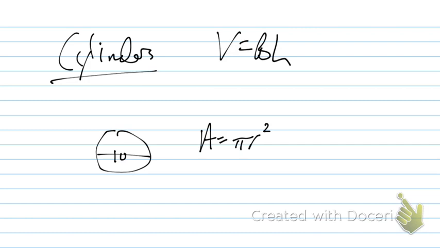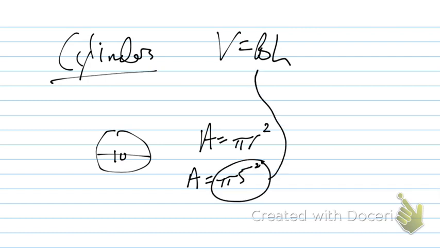Yep, so in this case, the area of this circle would be pi times 5 squared. And then you would just take that whole thing and put it in for area of the base. So this part of the equation is going to change depending on your figure.